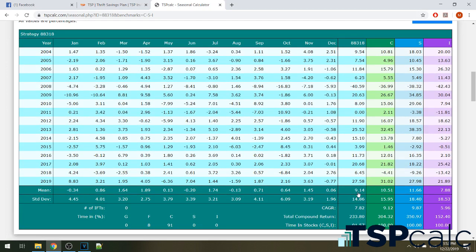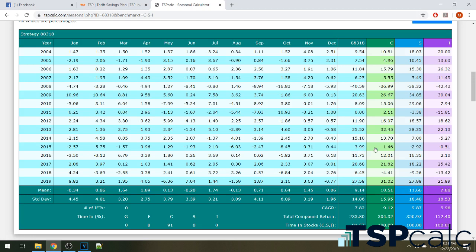But I can come down here and I can say, okay, strategy 88,318 has averaged 9.14% over 15 years, whereas the C fund has averaged 10.5. The S fund has averaged 11.6, and the I fund has averaged 7.88%. Okay, so it looks like this strategy hasn't done as well as C and S, but it has done better than the I fund.